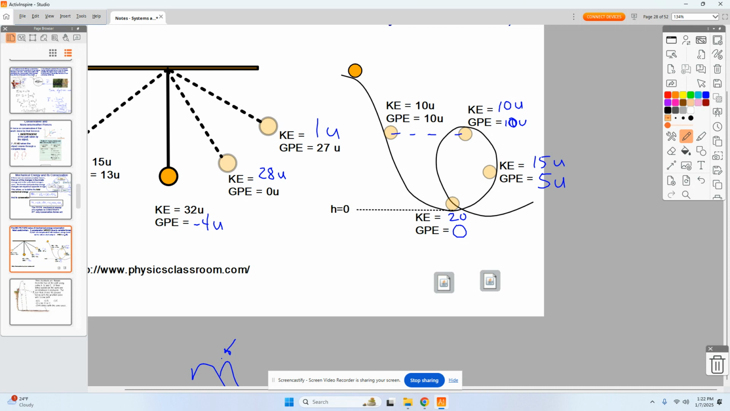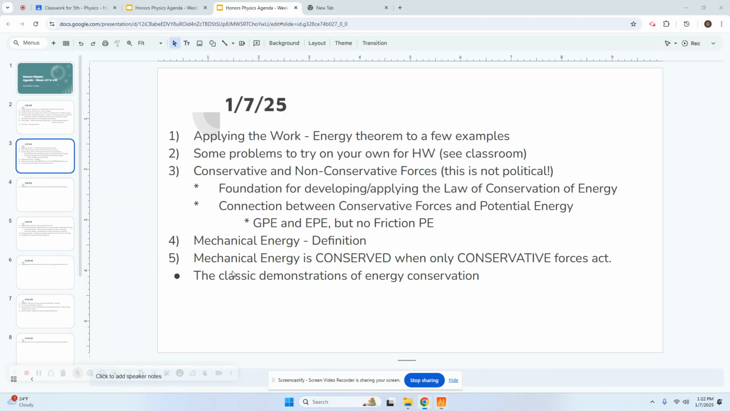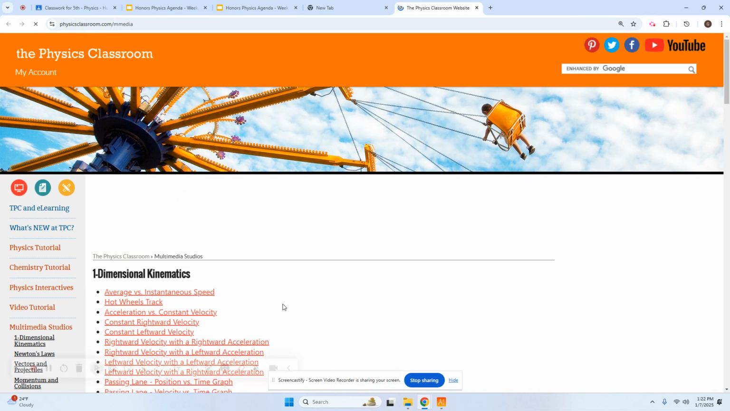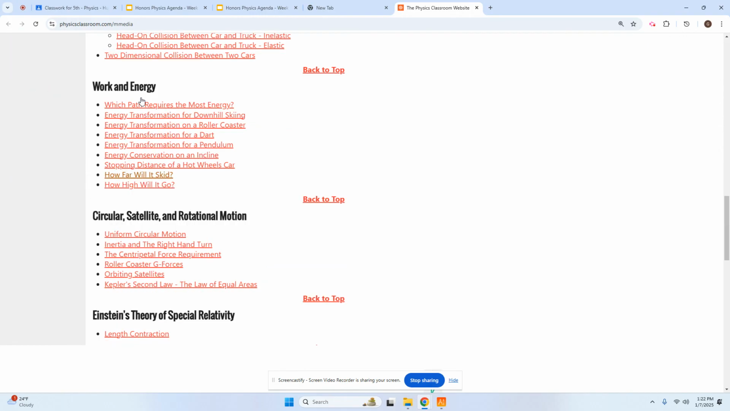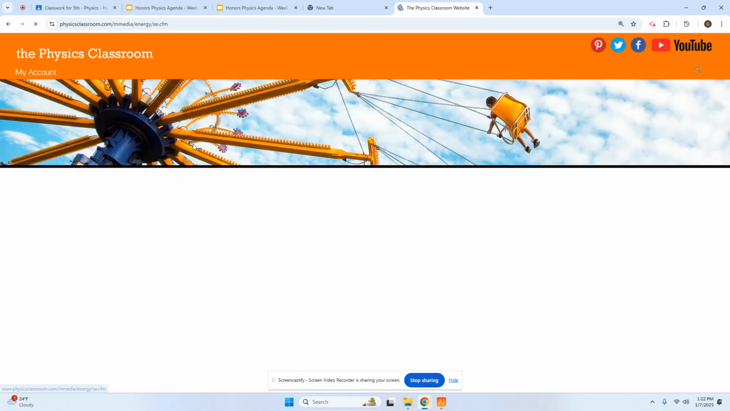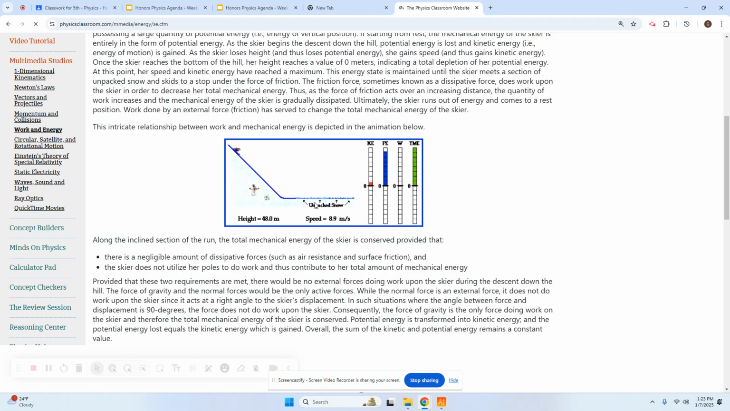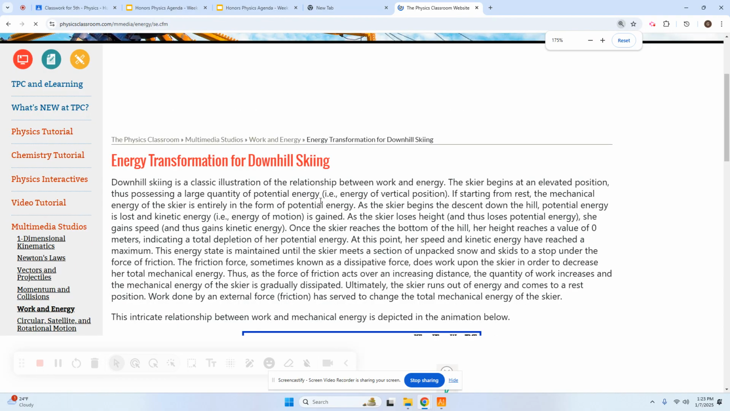Now, I have a visual for you. And so the Physics Classroom, if you have not bookmarked this, sometimes people are like, I want a different way of seeing this. I want to show you some things about work and energy stuff. So here's energy transformation going downhill. Now I'm going to zoom in so you can see it a little bit better, I hope.